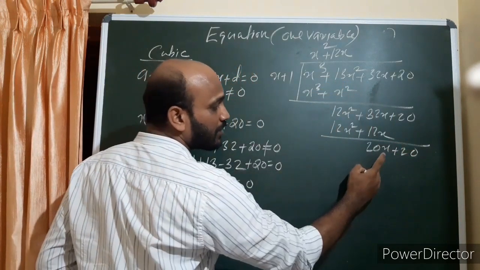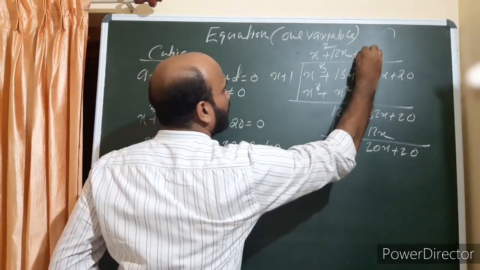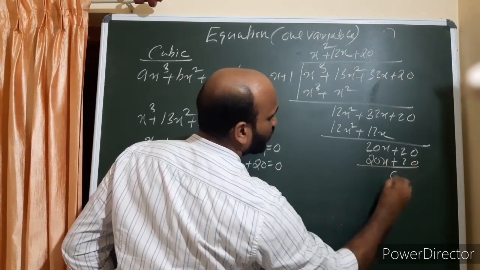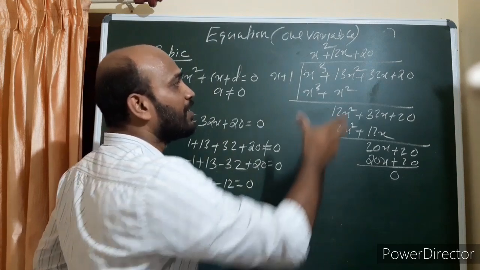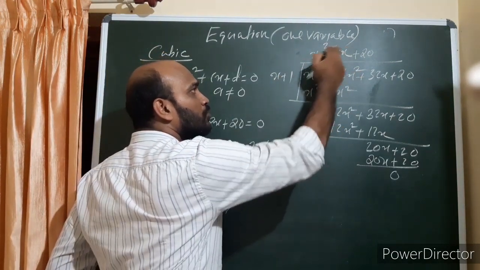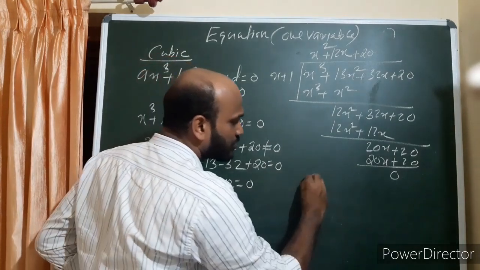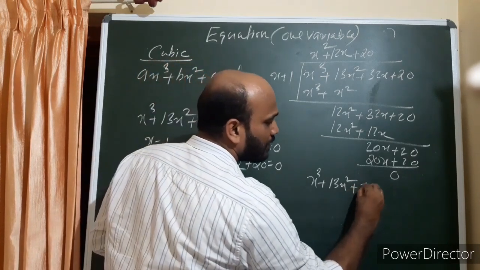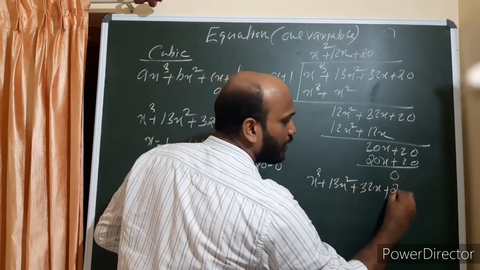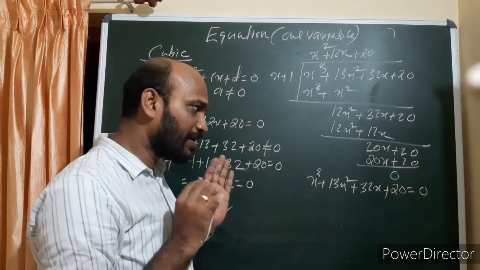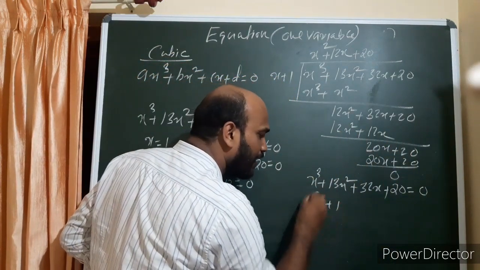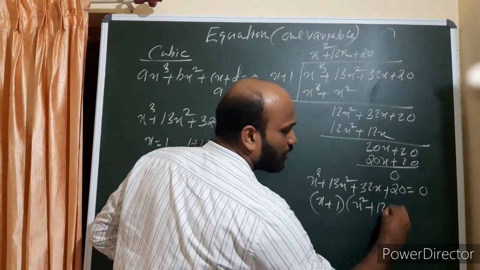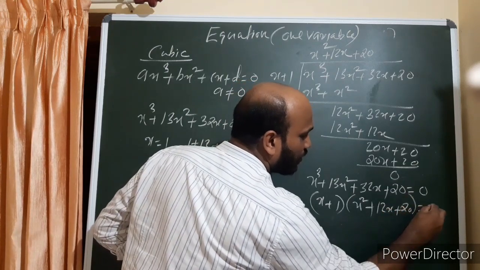Right. Now here it should be 20x, so we can write 20 here. So we'll get 20x plus 20. So the remainder is 0. That means this is equal to the product of these two polynomials. So x cube plus 13x square plus 32x plus 20 equal to 0. We can rewrite it as x plus 1 into x square plus 12x plus 20 equal to 0.